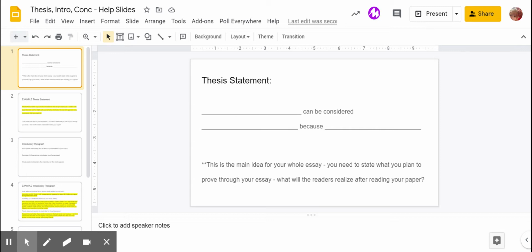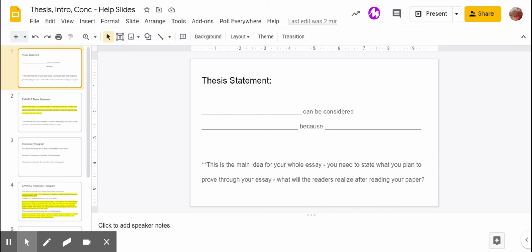Now, your thesis statement is your main idea for your whole entire essay. This is what you're going to prove through your essay, and after somebody's read your paper, they realize it to be true. Now, I have set this up with blanks and some guide words here. So blank can be considered blank because blank. If this doesn't work for you, like if you have to change can be considered or because, that's okay. This is just used as a guide.